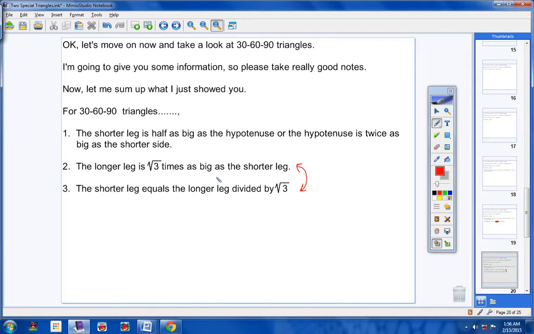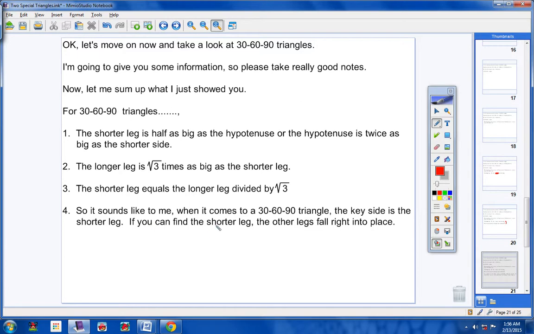Now, as you look at all of this, here's my main thought. It sounds like to me, when it comes to a 30, 60, 90 triangle, the key side is the shorter leg. If you know the shorter leg, the other sides fall right into place. I mean, think about it. If you know the shorter leg, multiply it by 2, and you've got the hypotenuse. Multiply it by square root of 3, and you've got the longer leg. So the key to a 30, 60, 90 triangle is finding the shorter leg. Okay? Find the shorter leg.